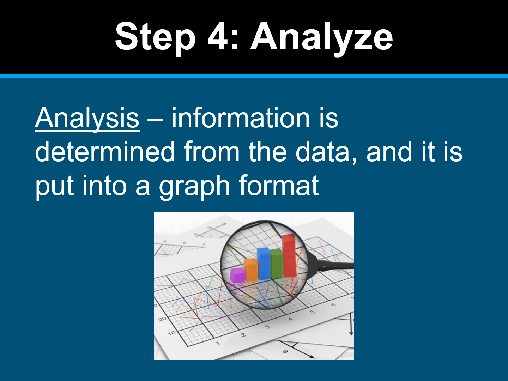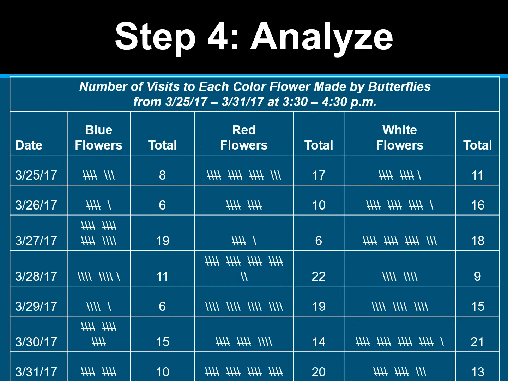Now that we've gathered data, we analyze the results. This is where we make sense of the data and put it into the form of a graph. First thing I'm going to do to analyze my results is to get the average number of visits for each flower color and add that information to my data table. The red flowers had an average of 15.4 visits. The blue flowers had an average of 10.7, while the white flowers had an average of 14.7 visits.